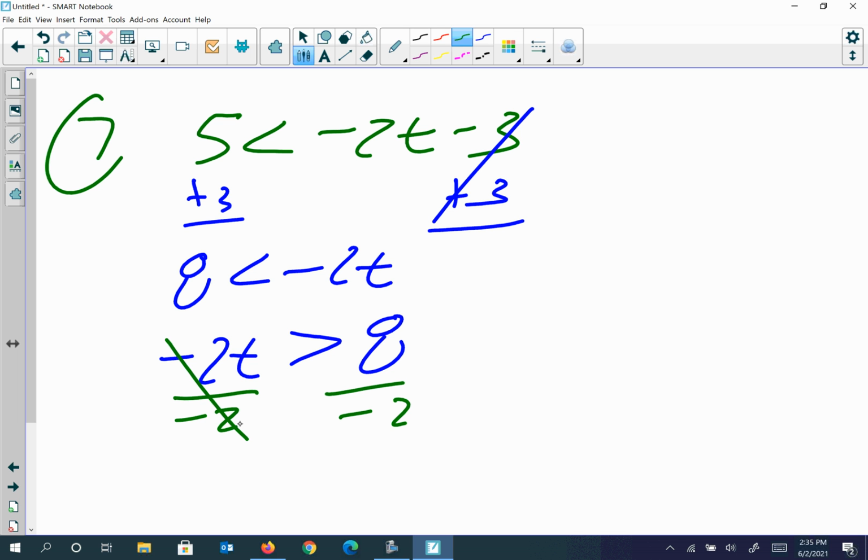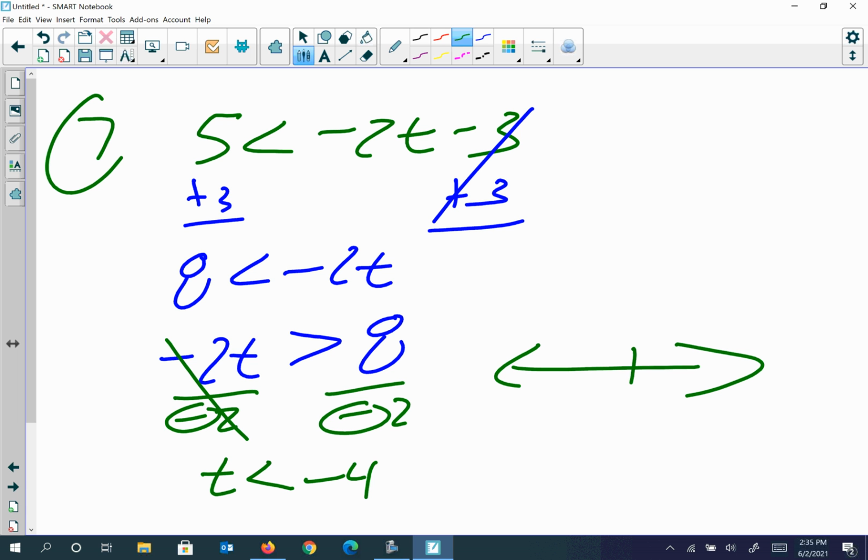Divide each side by a negative 2. This is going to flip over because this was negative, and that's going to give me a negative 4, and we just want to graph it. So I get 0 here, negative 4 here. I have an open dot going less than, looking like that.